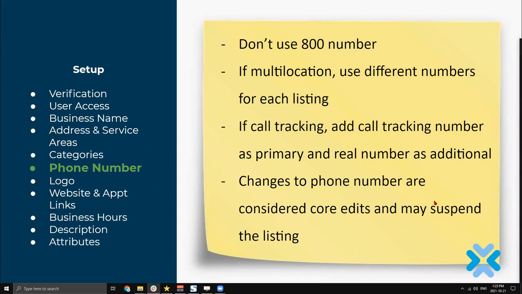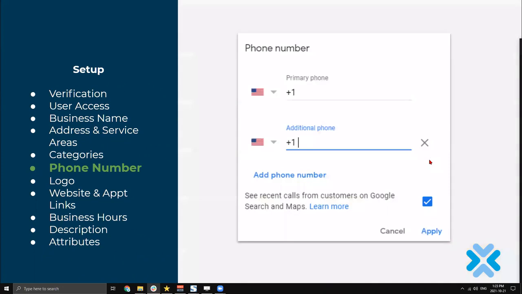And where was I? The call tracking. So what you want to do is, if you have a call tracking number, add it as the primary. And your additional phone number is going to be your actual real phone number that shows up on your website and on all your other citations. That way Google knows that, yes, there's a citation with a different phone number, but it's okay because we know about it. So that's fine.